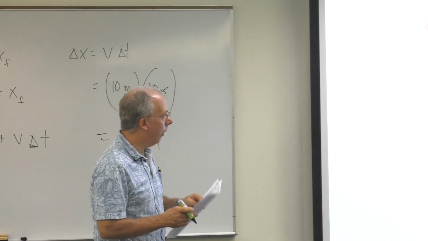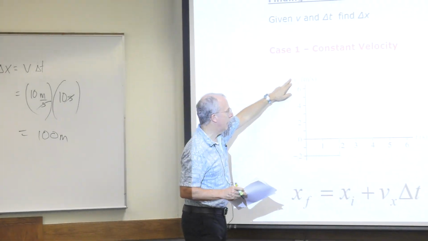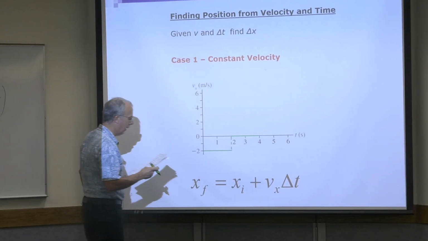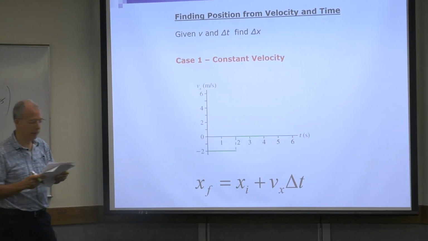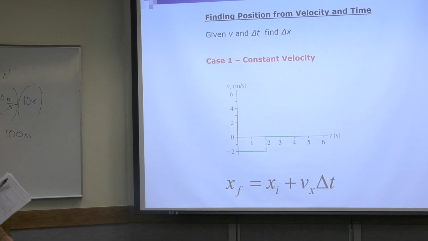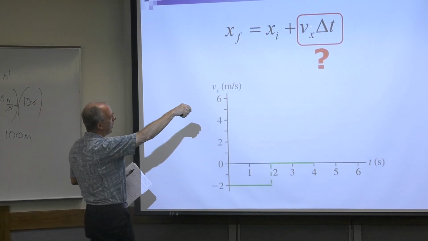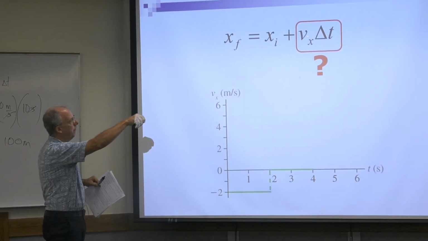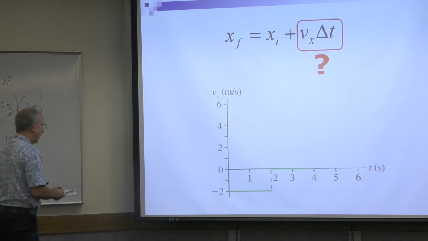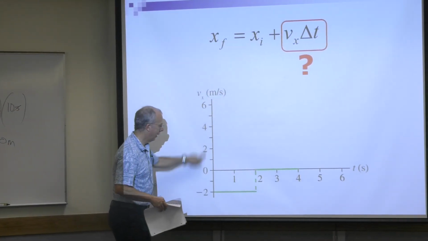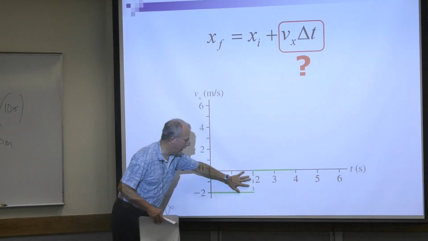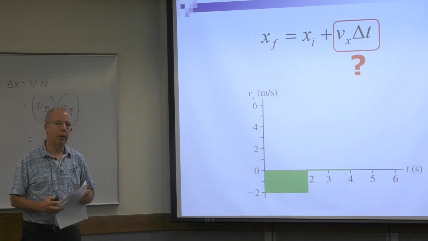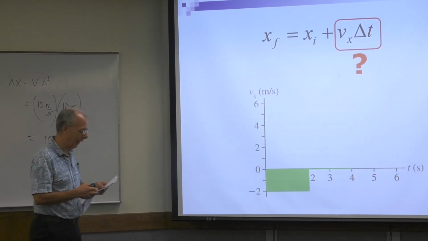Okay, now, this is a velocity versus time graph. What on the velocity versus time graph is this v delta t? Well, this is v, right? This is delta t. So it's just this area. It's just the area. And you know this from your math classes. We call it the area under the curve.